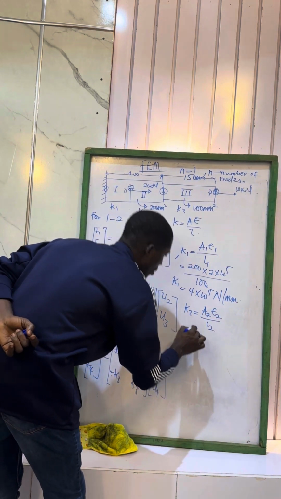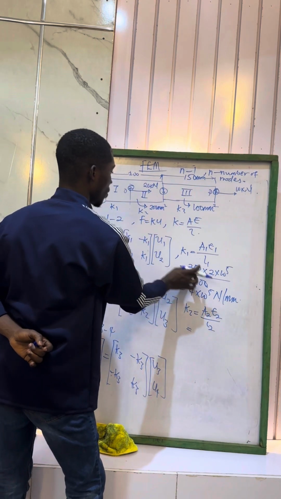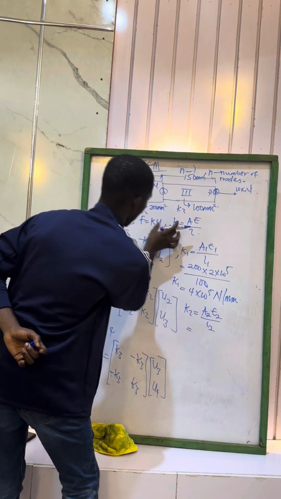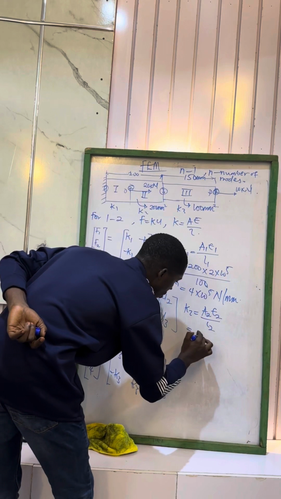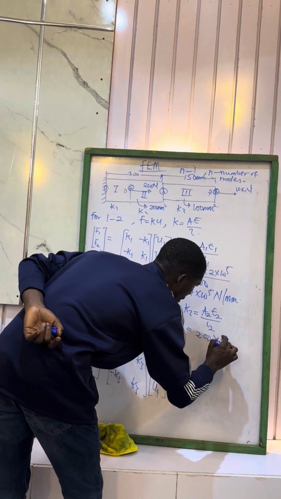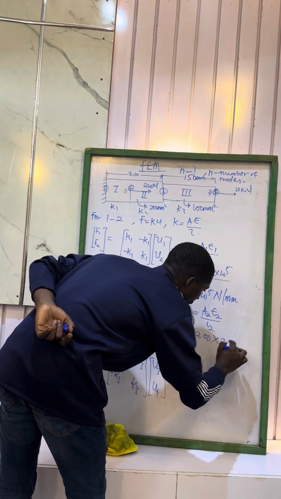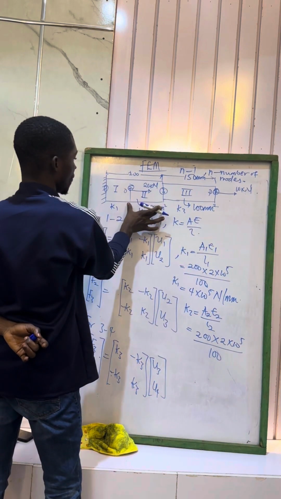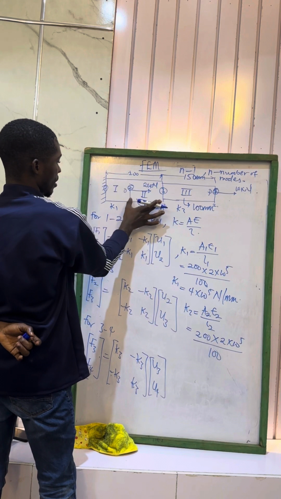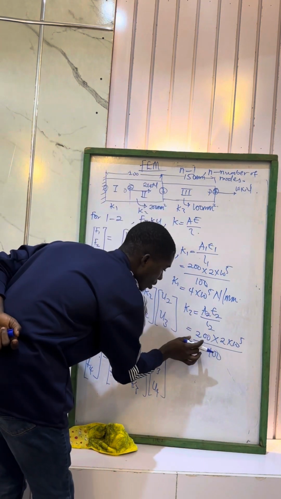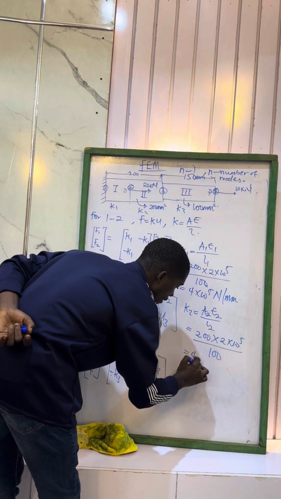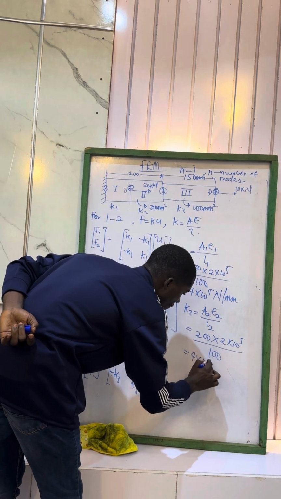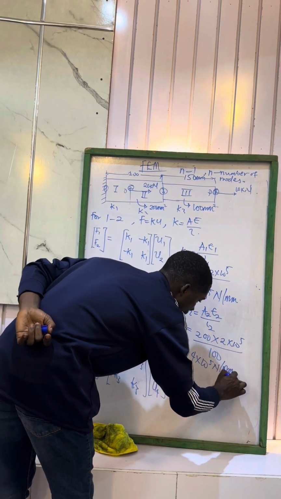Therefore, K2 is equal to A2 E2 over L2. So what's our A2? Our A2 is still the same as this, the area, so 200 times 2 times 10 to the power 5 over 100, which is the length from 2 to 3. So this is also giving us 4 times 10 to the power 5 newton per millimeter.